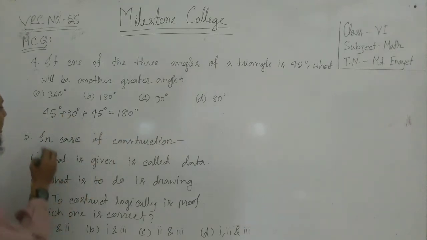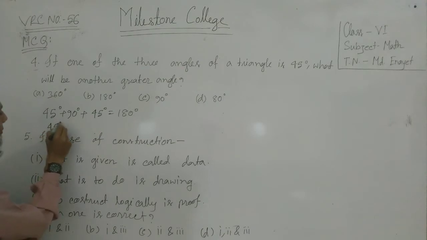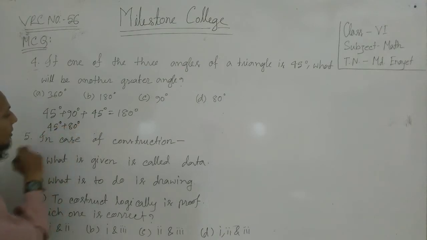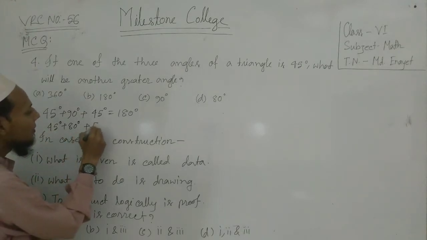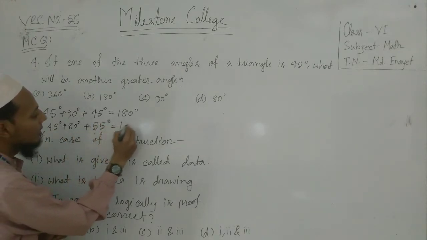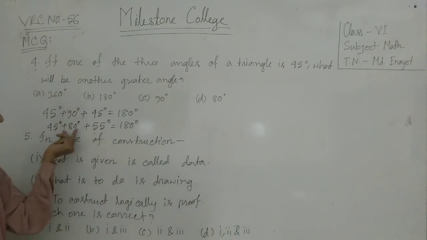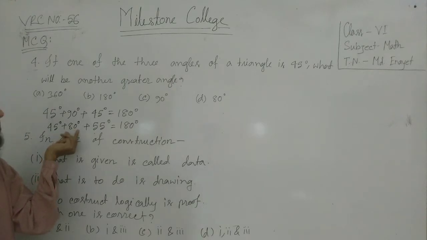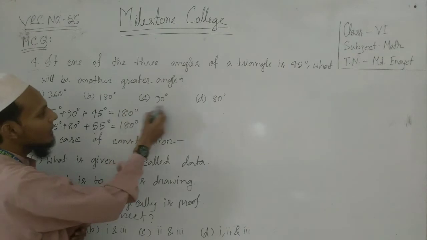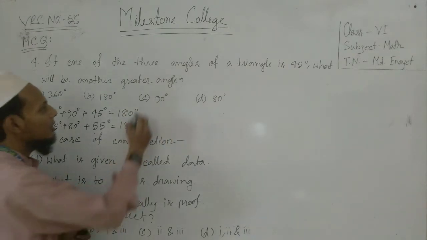If we take 80 degree as correct answer, so look at here 45 degree plus 80 degree. So, to make it 180 degree, we need to add 55 degree. So, in this case 80 degree is the correct answer, and among the three angles obviously 80 degree is the greater one. So, my dear students, C and D both are correct options here.